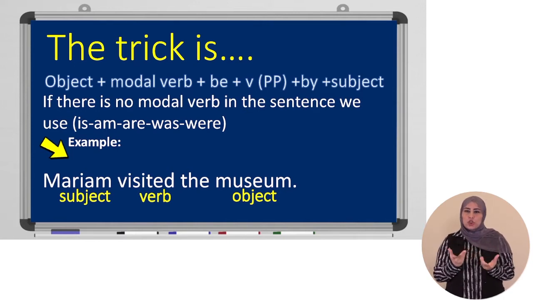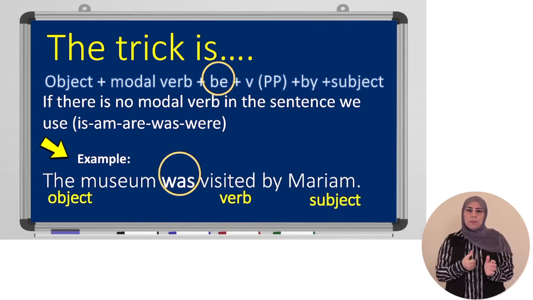So simply fill in the equation. We start with the object. The museum. The museum is one. It's singular, and so we're either going to use is or was. Maryam visited the museum. The verb was in the past, so we're going to use what? Was. The museum was visited by Maryam. This is as simple as can be. We notice the verb of the sentence and the object. And this is how we choose the verb to be if there is no modal verb.